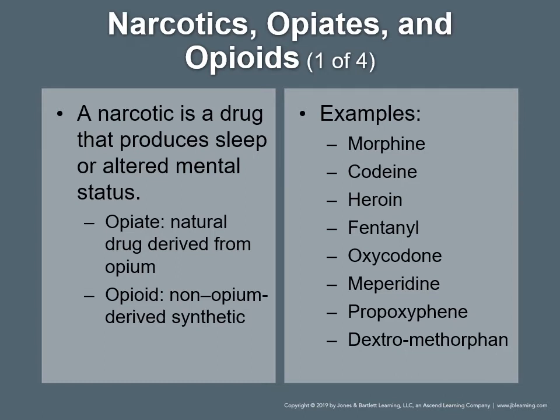Narcotics, opiates, and opioids. Narcotics are drugs that produce sleep or altered mental status, classified into two major divisions, opiate and opioid. Opiate is a natural drug derived from opium or poppy juice. Opioid is a non-opium derived synthetic. It is both a therapeutic agent and an illicit substance. Narcotic abuse is one of the most common causes of overdose deaths reported to poison centers. Narcotic agents include morphine, codeine, heroin, fentanyl, oxycodone, meperidine, propoxyphene, and dextromethorphan.